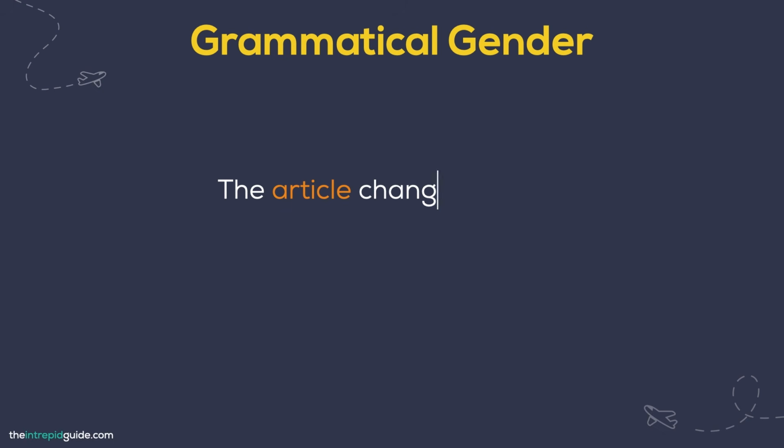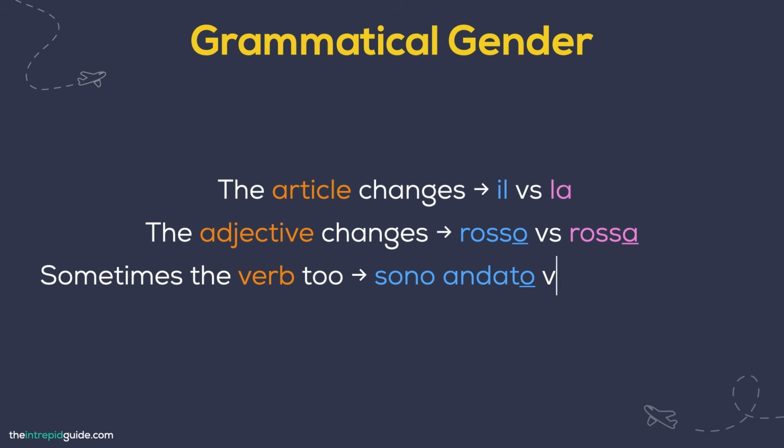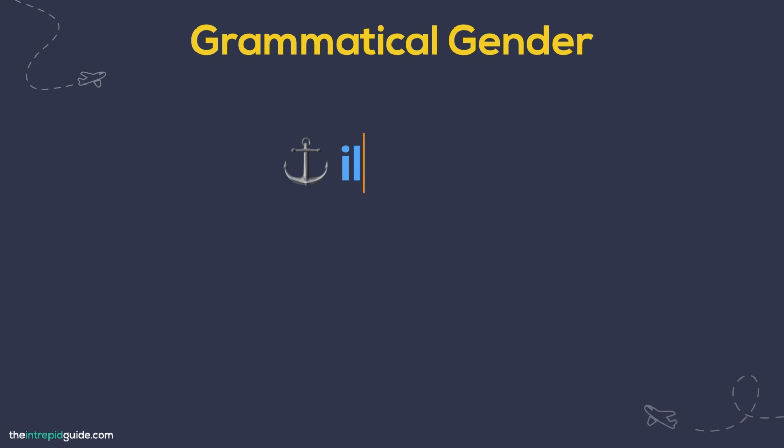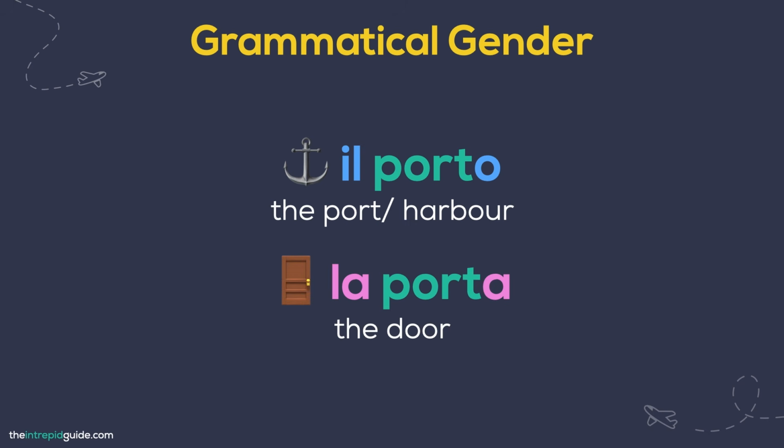Now, gender doesn't just affect the noun, it affects everything around it. The article changes, that is, il versus la. The adjective changes, is it rosso or rossa? And sometimes the verb changes too. And getting the gender correct matters more than you might think. Sometimes switching one letter completely changes the meaning. For example, il porto means the port or harbour, but la porta means door.